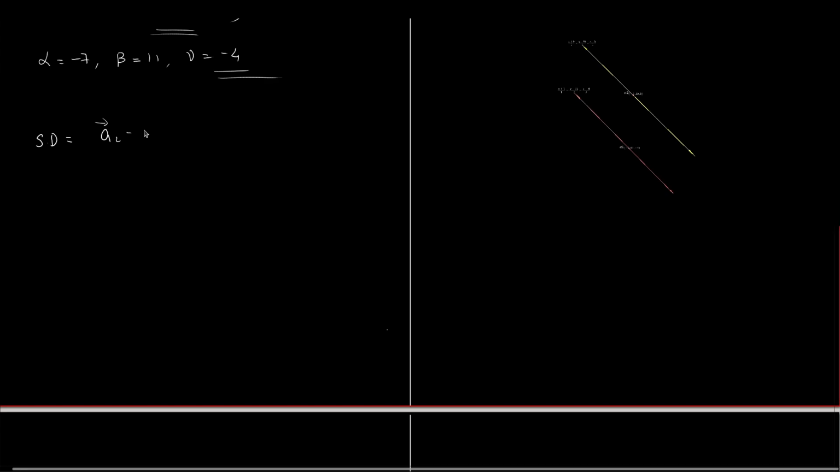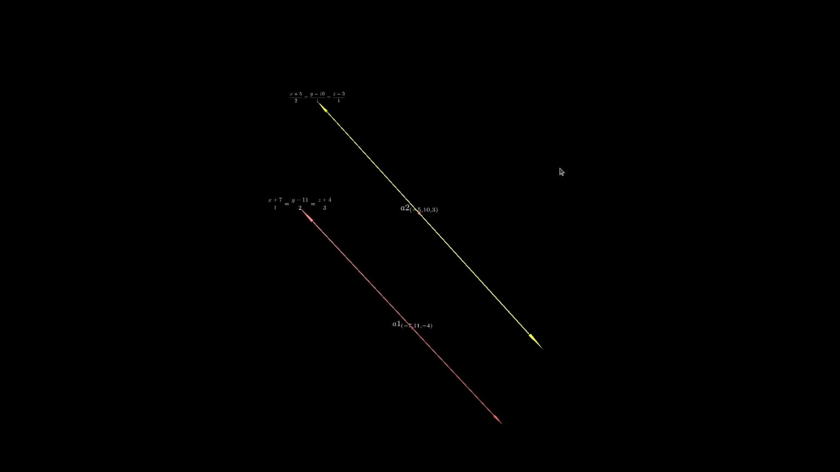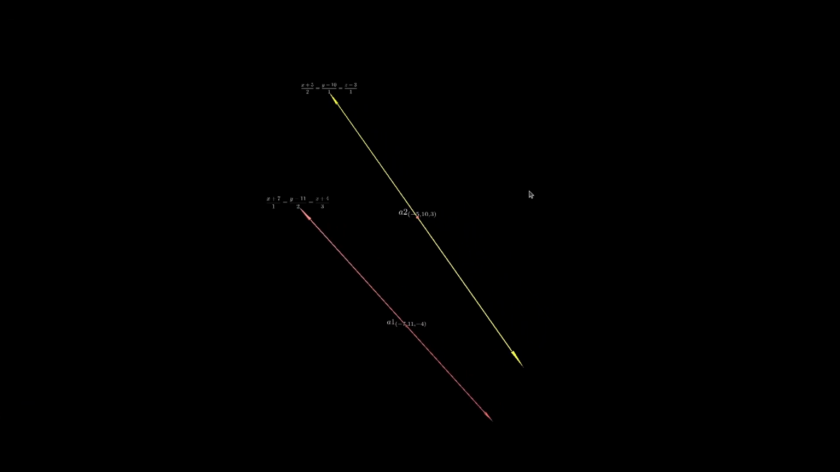(A2 minus A1) dot product (B1 cross B2), divided by the magnitude of B1 cross B2. This is also a magnitude we'll take. So that is the shortest distance between these 2 lines. So what is A1 A2 here?